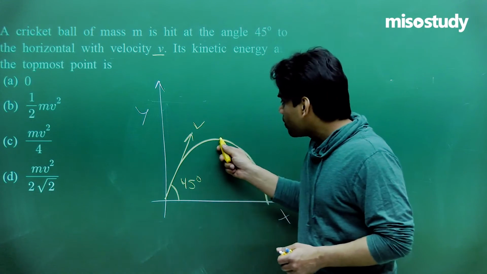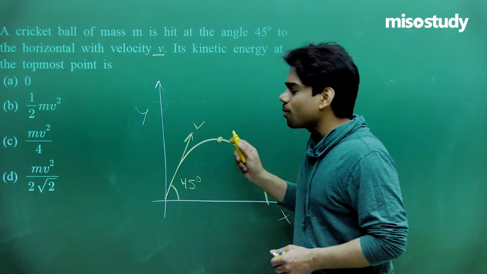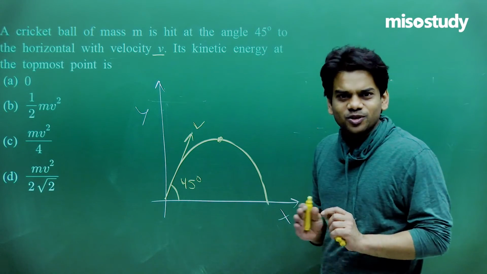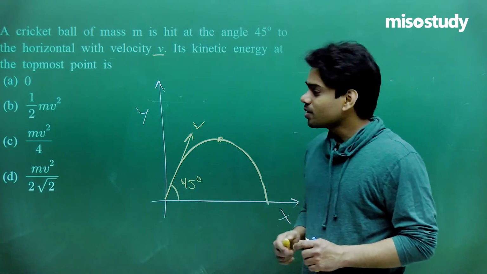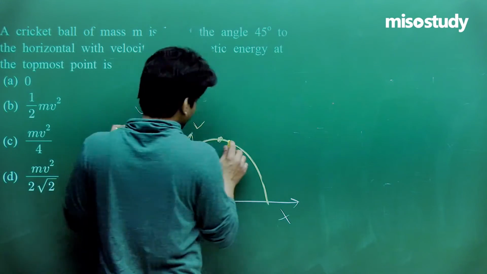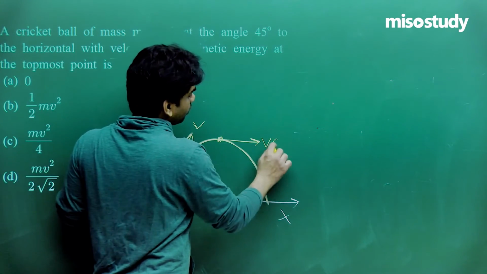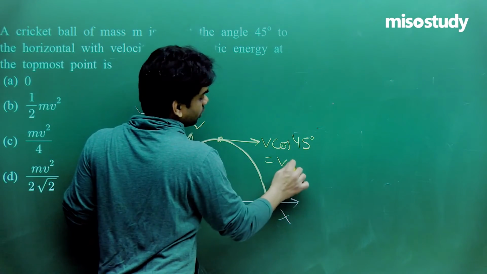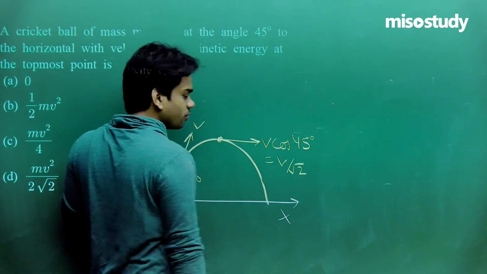Now, do you remember what is the velocity at the topmost point? That is actually v cos theta, because vertical velocity will be 0, only horizontal velocity will be left. So, the velocity here will be v cos 45 degree, that is equal to v by root 2. This is what we know.